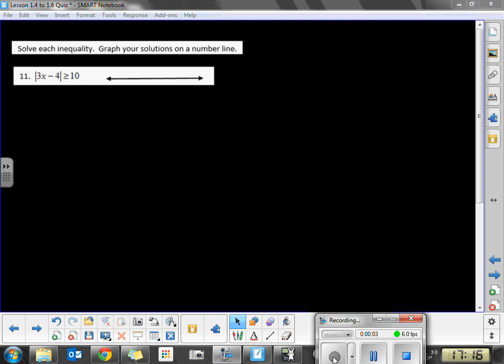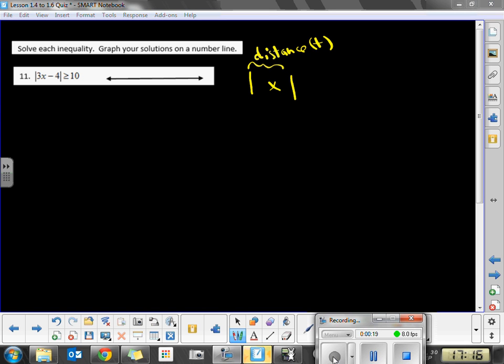Problem number 11 is an absolute value inequality. I want to come back and just review a few things on absolute values. First of all, whenever you see an absolute value, you need to think of distance. And when we measure distance, it always comes back positive. That's why we take the absolute value of any number, even if it's x.